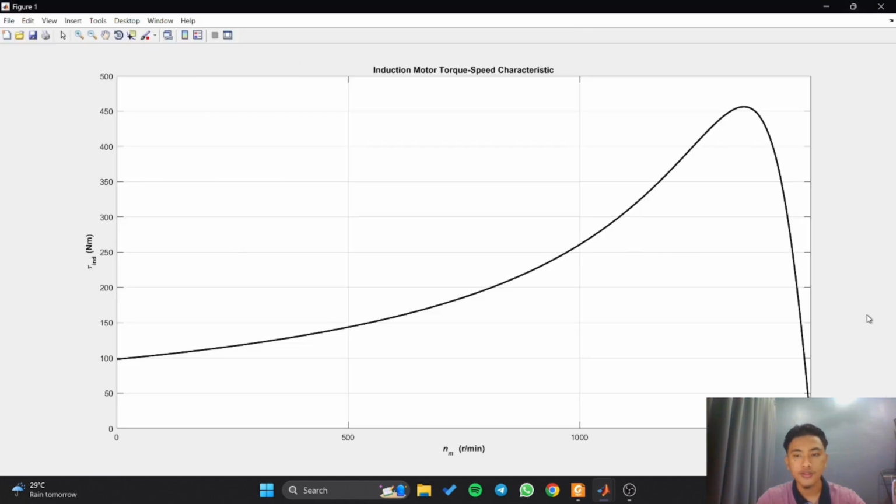As we can see here, this is the graph of induced torque versus motor speed in RPM. We plot here, this is the starting torque, which is 98.21 Newton meter at 0 RPM. So we're moving to the maximum torque, or the pull out torque, which is 456 Newton meter at 1350 RPM.